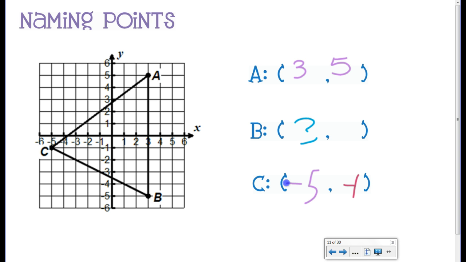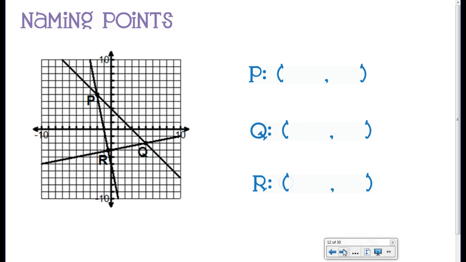That's wrong. Not in A, there. 3, 5, check. B, 3, -5, check. And C, -5, -1. Any questions? This is easy as can be. Yeah, no, I got it. All right, keep going. PQR.